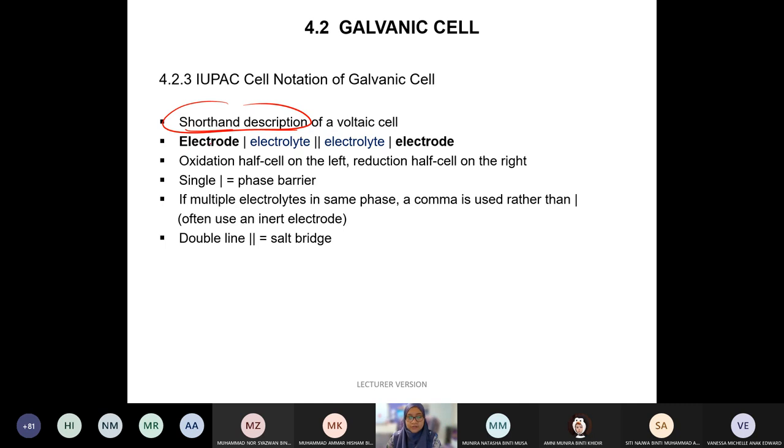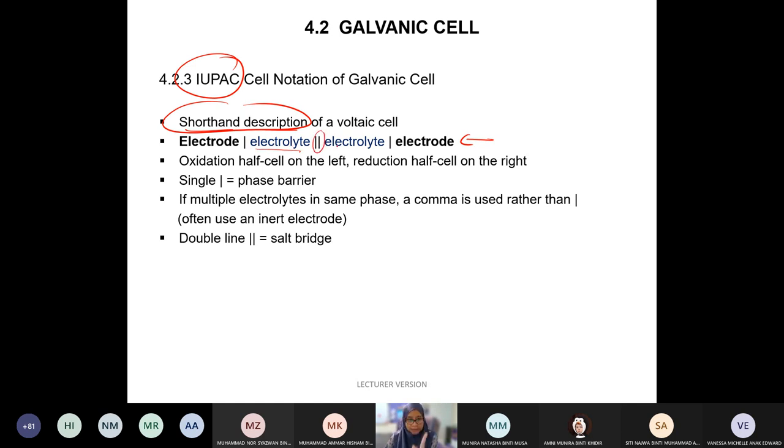So you either have this cell notation or you have to draw the galvanic cell. If you don't draw, at least with the cell notation we get the idea of how the cell looks like. So this is the requirement, these are the rules and guidelines. You cannot change anything because this is based on IUPAC. So we need to have the electrode. And then you have the line, just one line, that shows the difference in phase. And then we have the electrolyte, the solution.